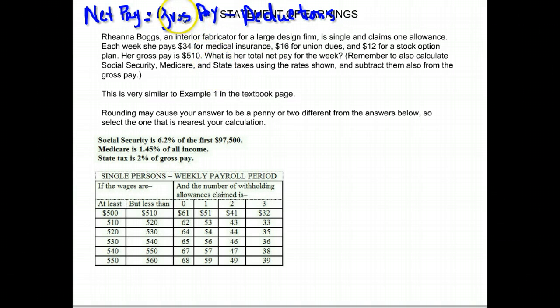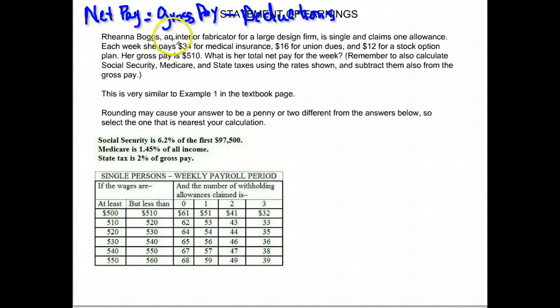Now, gross pay means your pay right up front. So if you're paid $10 an hour for 5 hours, 10 times 5, $50. That's your gross pay. But we all know, if you've ever got a paycheck, that that's not always what you get. There's deductions, things that are deducted: taxes, sometimes health insurance, union dues, things like that. So let's take a look at a question.